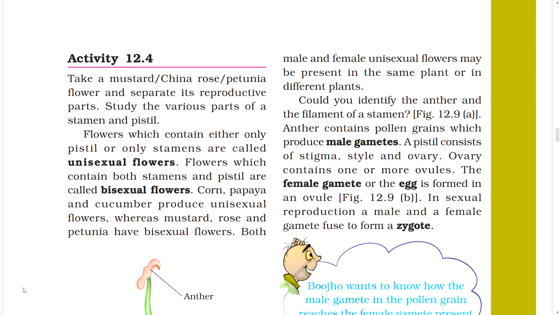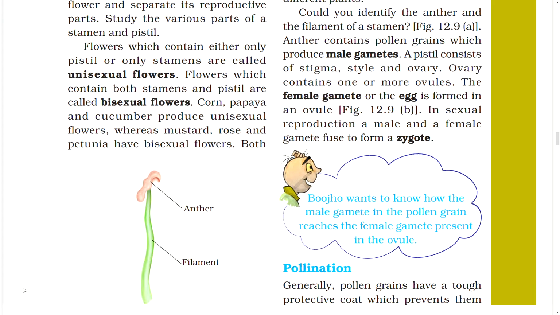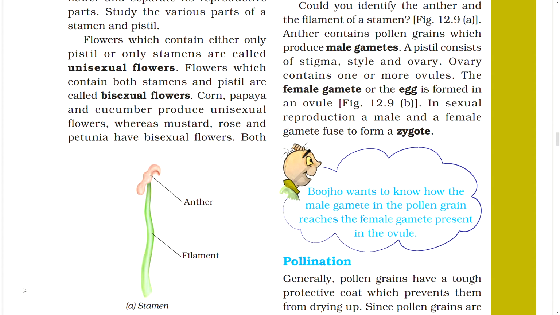Could you identify the anther and the filament of a stamen? Figure A. Anther contains pollen grains which produce male gametes. A pistil consists of stigma, style, and ovary. Ovary contains one or more ovules. The female gamete or the egg is formed in an ovule. Figure B. In sexual reproduction, a male and a female gamete fuse to form a zygote. Bojo wants to know how the male gamete in the pollen grain reaches the female gamete present in the ovule.